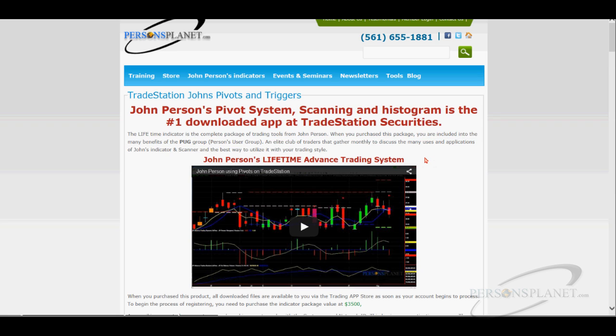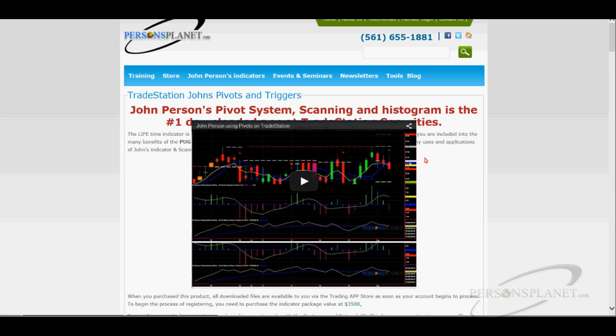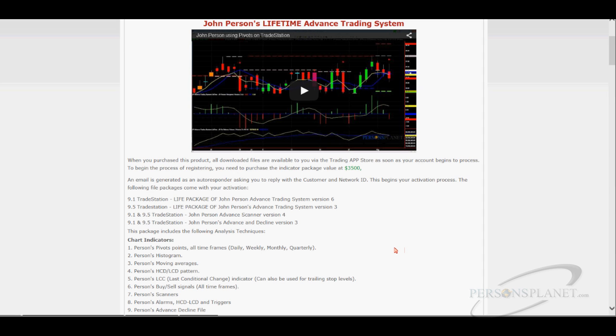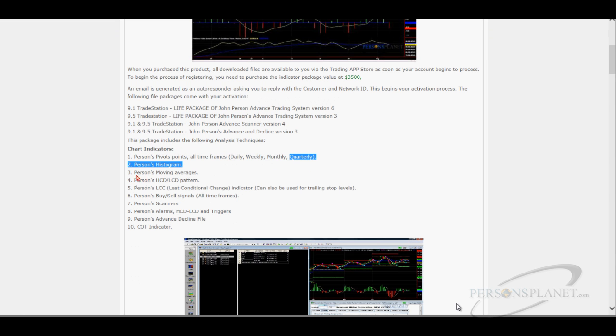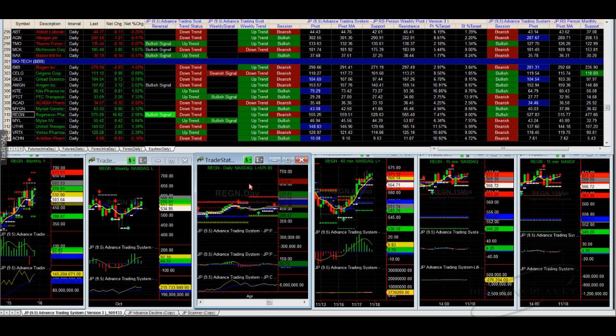Okay, so that is what we've been up to and how we utilize this. All of these chart indicators between the quarterly person's pivot, the histogram, the moving averages. This is a complete system designed to give us indications based on really significant, fast, immediate, actionable trade ideas. That's the key and how we put this together.